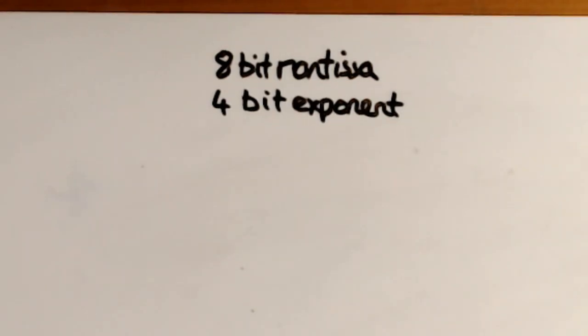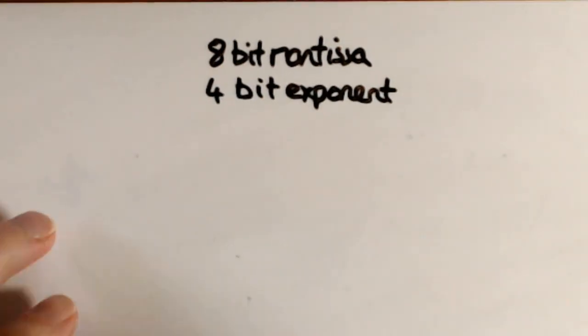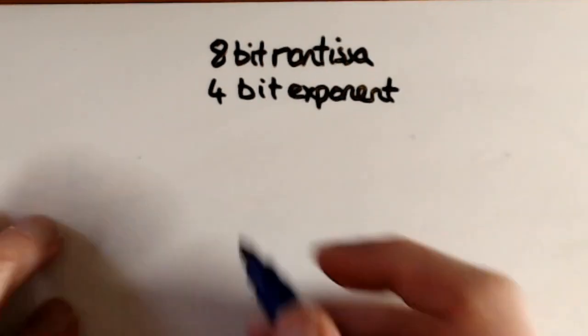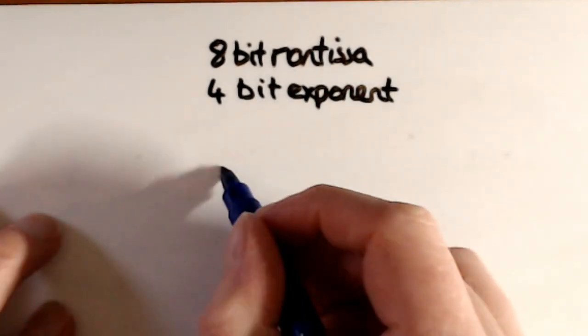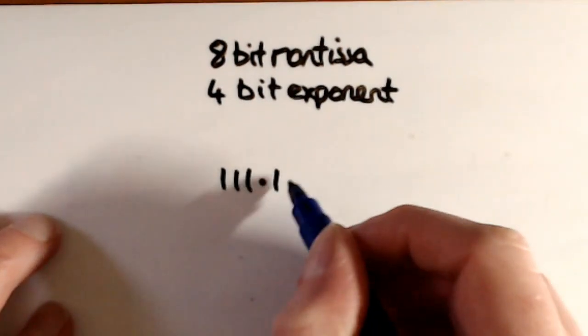Right, so here's a wee helping hand for floating point representation, National 5. Okay, so what we're going to do with these examples, we're going to use 8 bits to represent the mantissa and 4 bits to represent the exponent. So the first question was 1, 1, 1, decimal point, 1, 0, 1, 1.